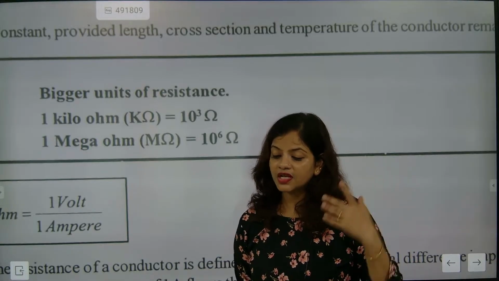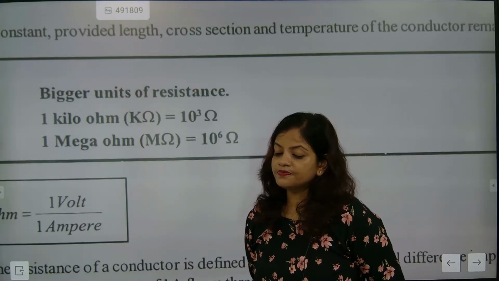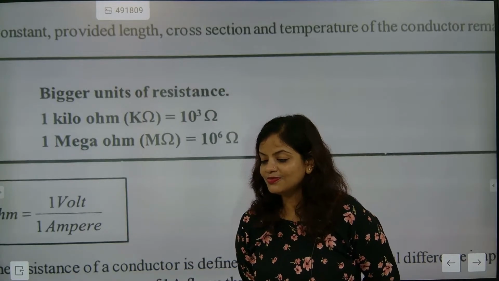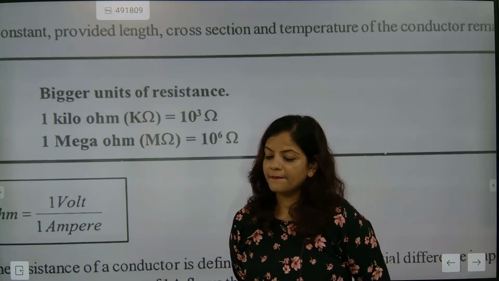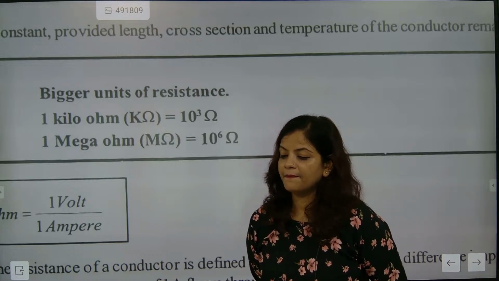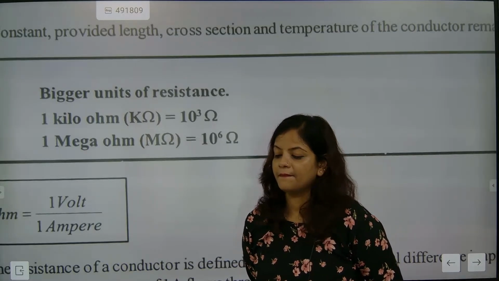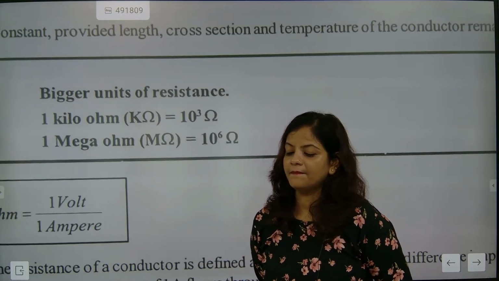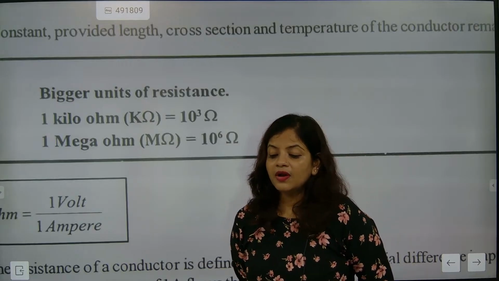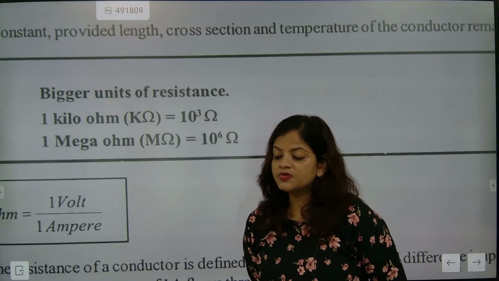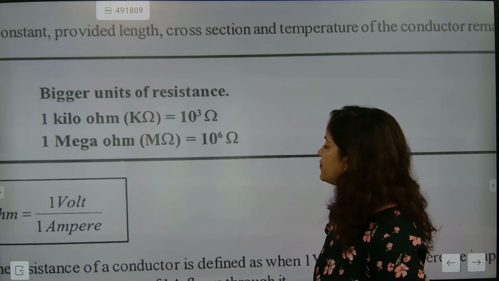We are right now teaching class 10. So which ohm does it belong to? Absolutely correct. 1 mega ohm is equal to how much? 1 mega ohm is exactly equal to 10 to the power 6 ohm. Absolutely correct.